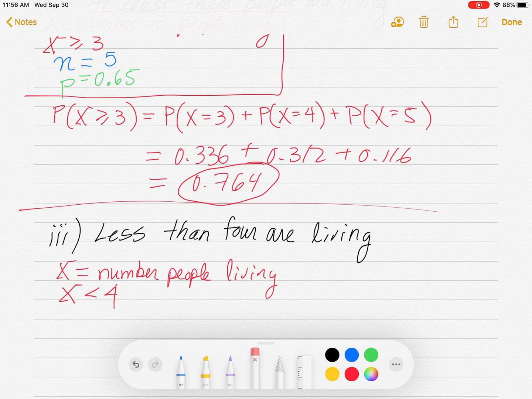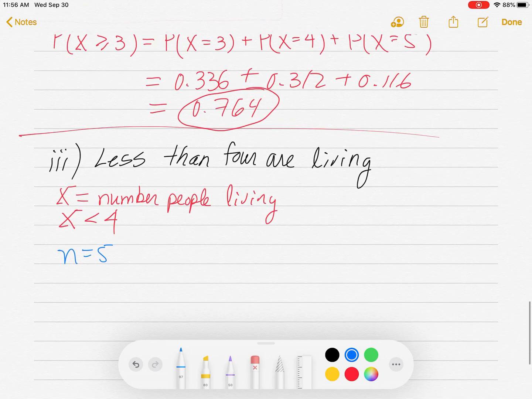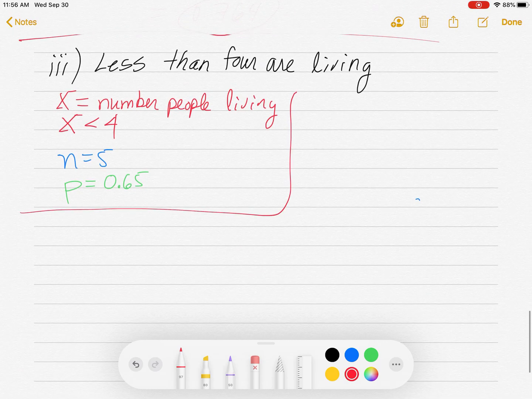And how many trials? N, right? So let's do the N first. N was 5, right? There are 5 people we're looking at altogether. The first person is the first trial, the second person is the second trial, so on and so forth. The 5th person is the 5th trial. The probability of success on a single trial was 0.65. Okay, so we're going to look at the probability of X, number of people living, less than 4.